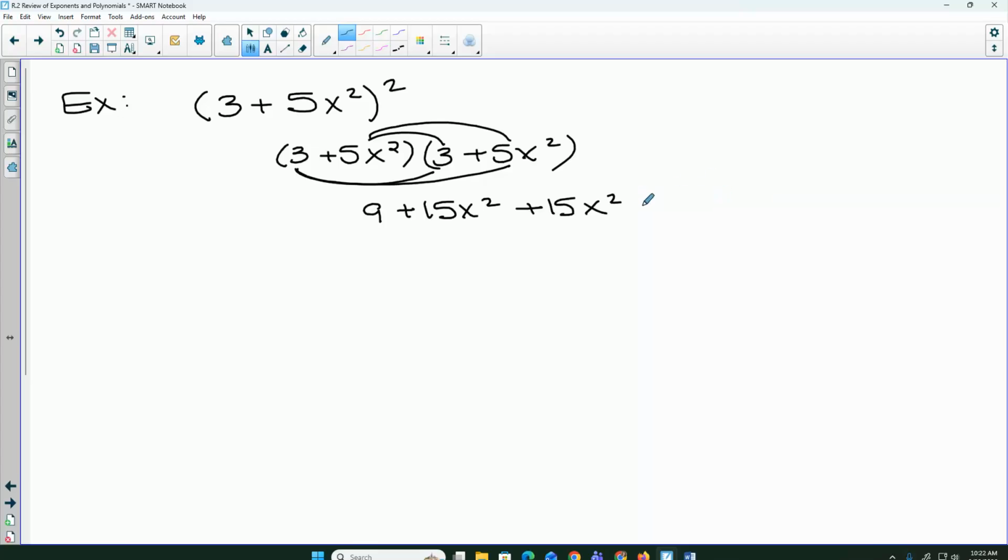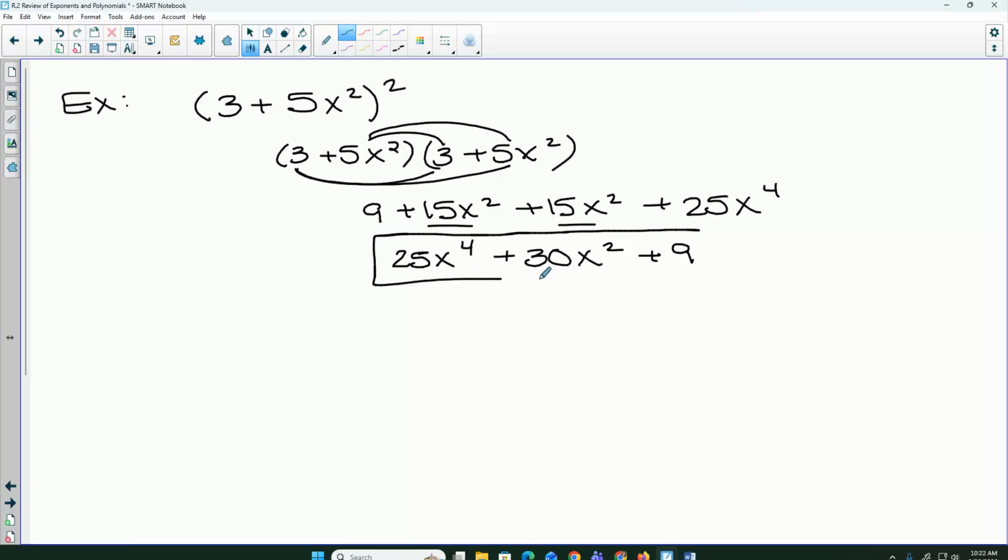Sorry, my handwriting is not really fast. All right. If you want, you can flip the order around. You don't have to, but at the very least, you do have to add those together and get a 30x squared. Is that okay? Can I do last example of the day? Let's do it.